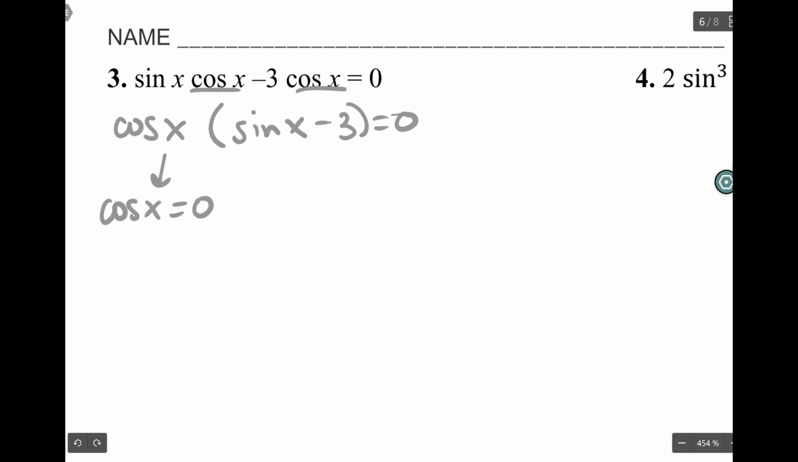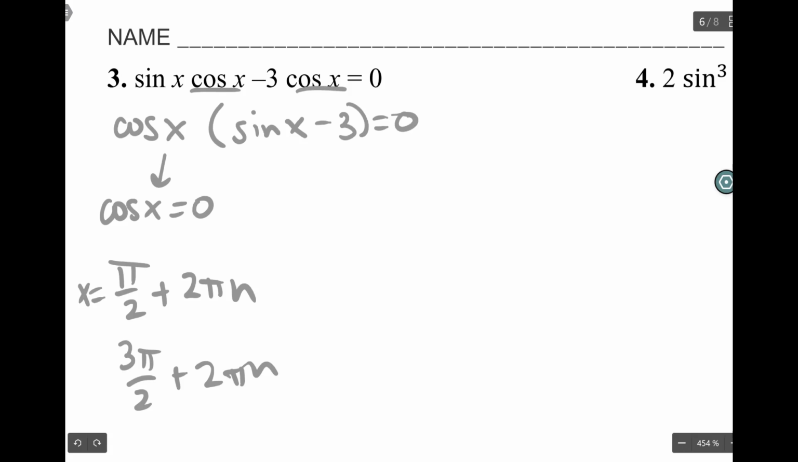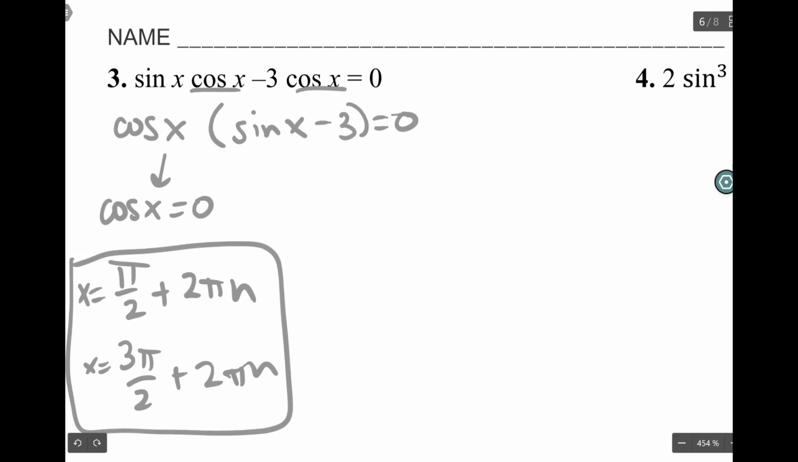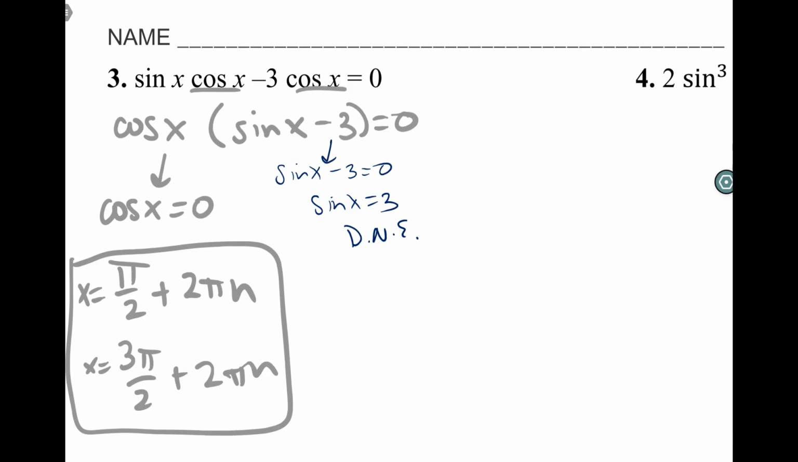Where is my x equal to 0? Well, that's going to be at pi over 2 and at 3 pi over 2. Don't forget, we have to do it for all solutions. Okay, so there's that one. And then the other says sine of x minus 3 equals 0. So where does sine of x equal 3? There's no solution. Does not exist. There's no angle where sine will equal 3.